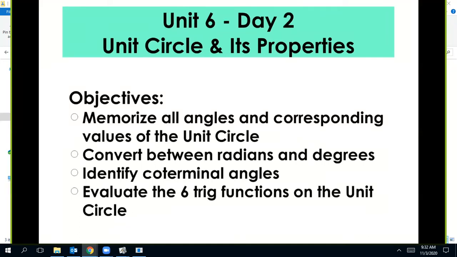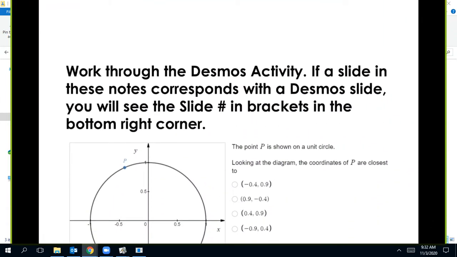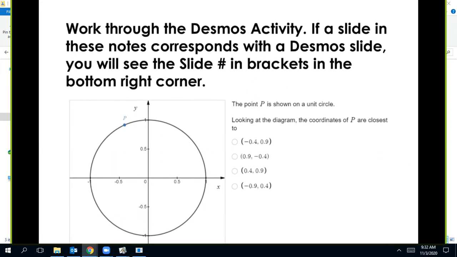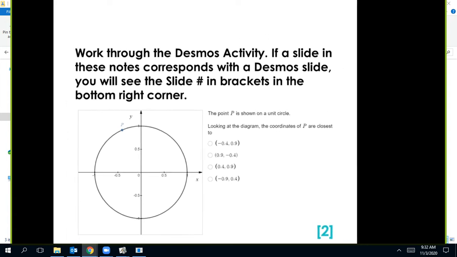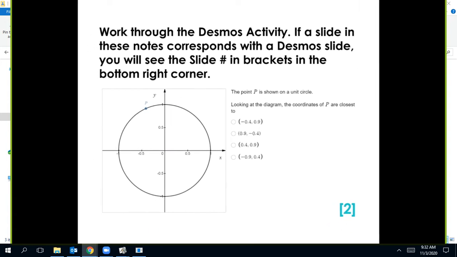So first, I need you to go to the Desmos activity in Canvas and work through it. You'll follow along on this paper with your activity. Anytime you have a bracket with a number inside it in the bottom right corner, that's what slide it goes with. So you'll fill out the notes as you go through the Desmos. Pause the video to do that, and then you'll come back to finish the notes with the video.